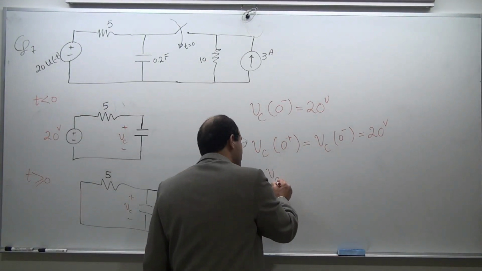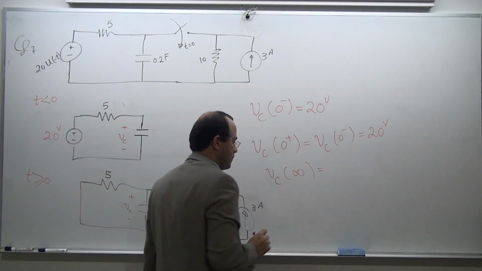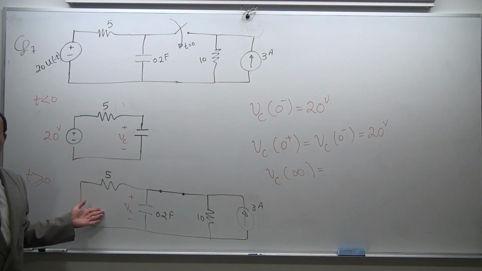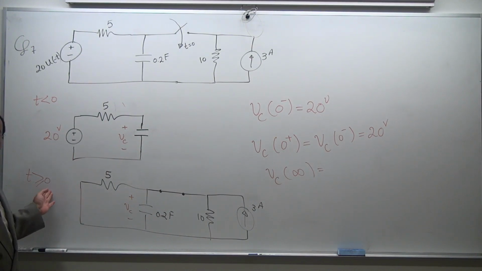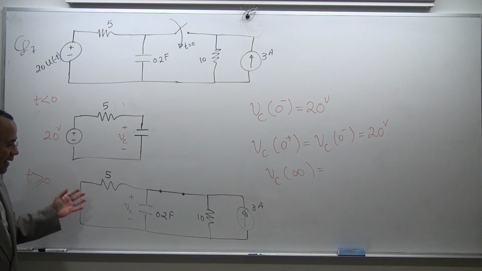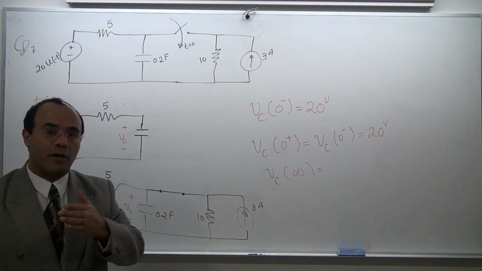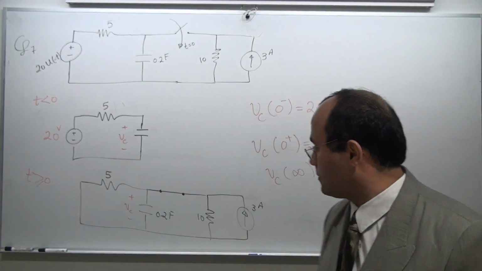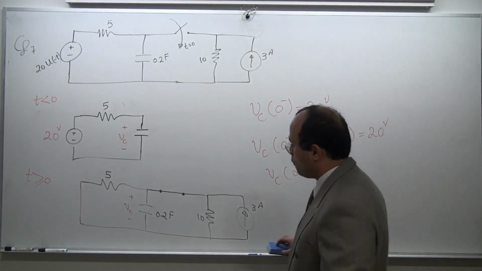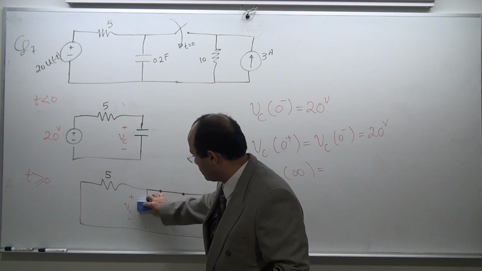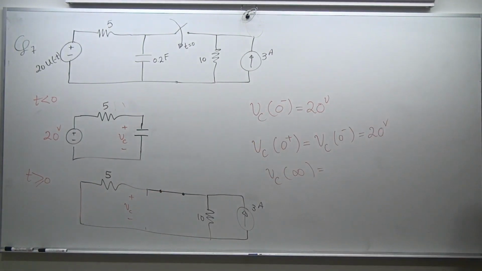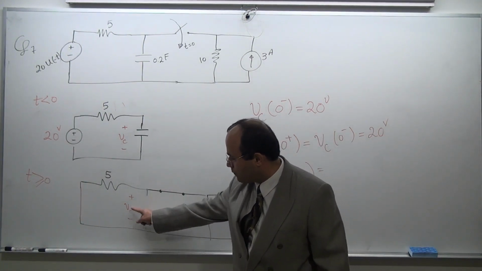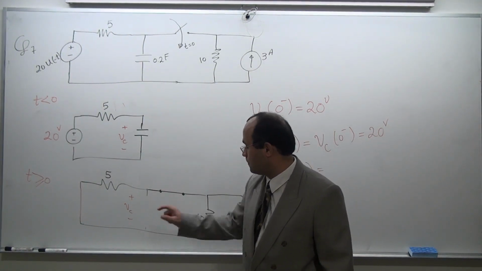I need to find VC of infinity. In order to find VC of infinity, I'm in the 0 plus mode. My t is more than 0 plus now, and I'm going to let this design go for a long time. When I let it go for a long time, the capacitor is going to act like an open line once more. The idea is, how much is this voltage? That's going to be my VC of infinity. How much is this voltage?